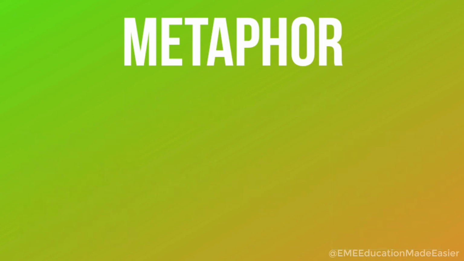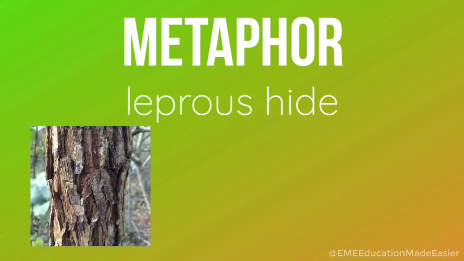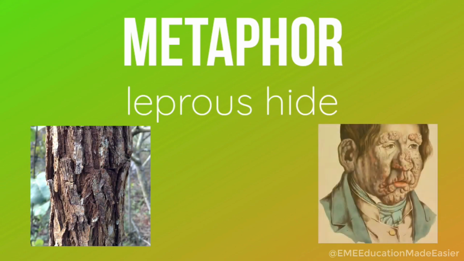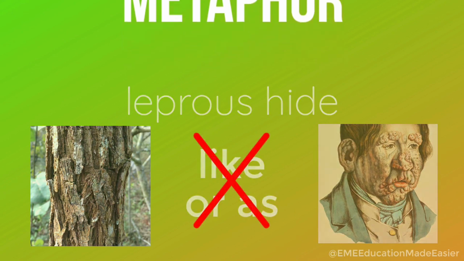Then we see the second example, that is "leprous hide." Here, the uneven, discolored bark of a tree is compared to the discolored and gnarled skin of a person suffering from leprosy. But the poet again does not use the word like or as here. So it is a metaphor.